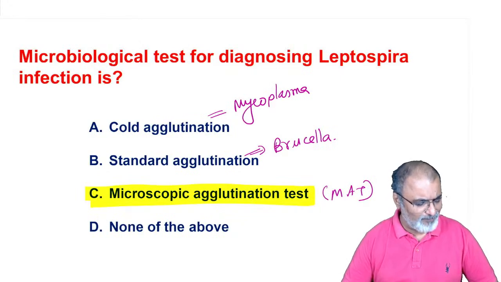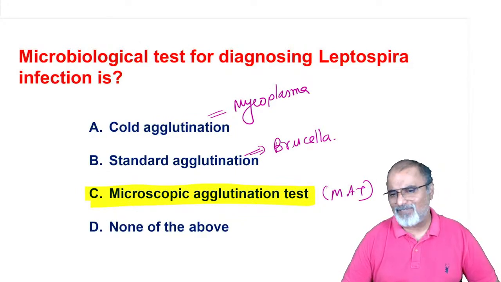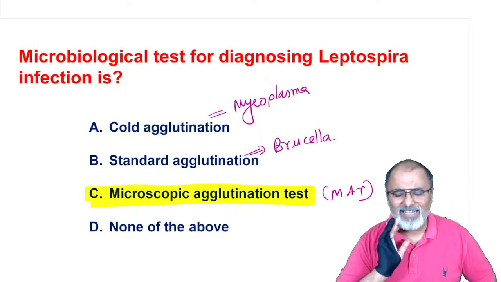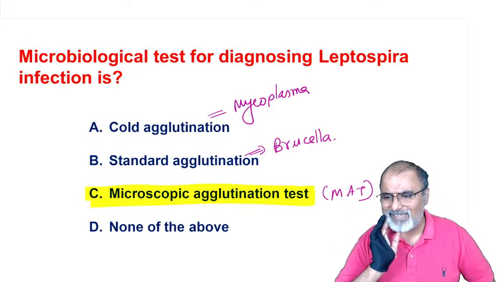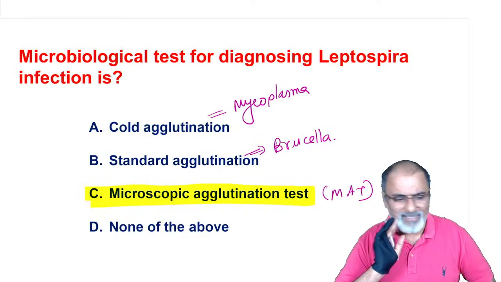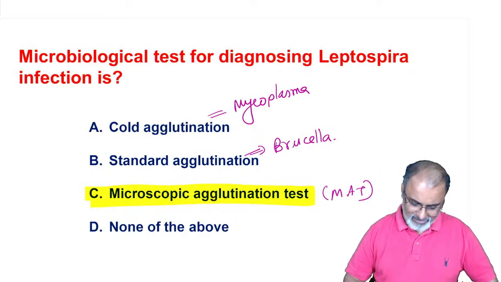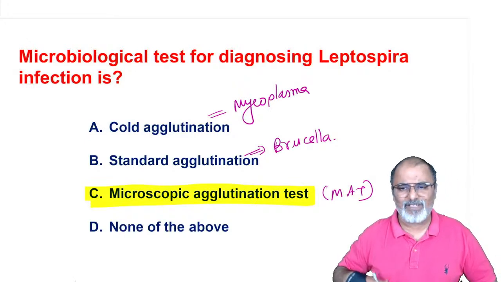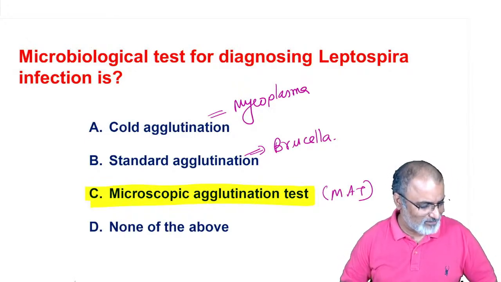Weil's disease, swamp fever, mud fever, rat fever, rain fever, Andaman fever. A lot of names are there. Don't worry, 100 names are there. It's called a 100-named disease. Yes, the medium is EMJH medium. You can mention many things: EMJH, Fletcher's, Korthof medium. Yes, Swaraj, perfect.